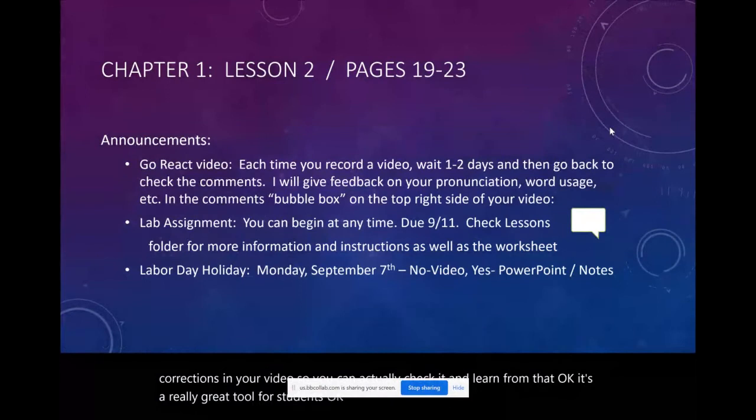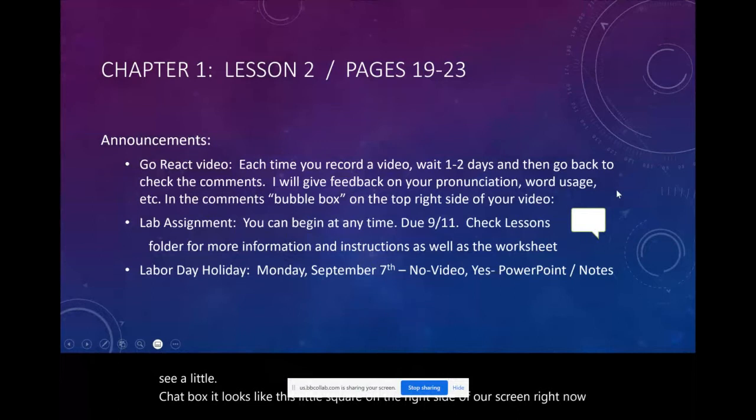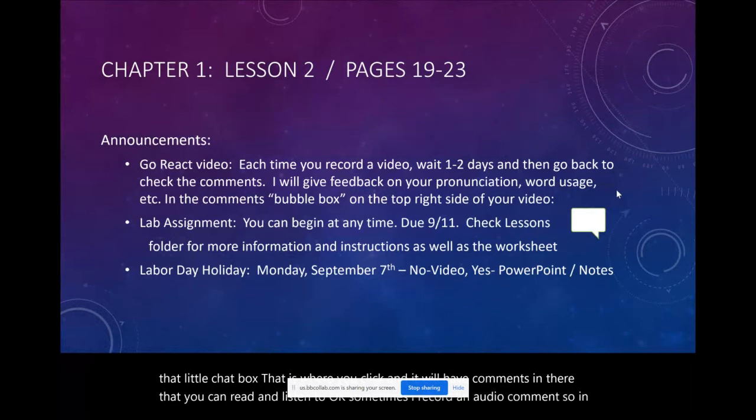So how do you check your comments? When you go to Go React, you will see your video posted there. And on the right side of that, you'll see a little chat box. It looks like this little square on the right side of our screen right now. That little chat box, that is where you click and it will have comments in there that you can read and listen to, okay? Sometimes I record an audio comment. So in other words, I will record myself speaking to you so that you can see how to pronounce something in the right way, all right? So there's different kinds of comments in there.